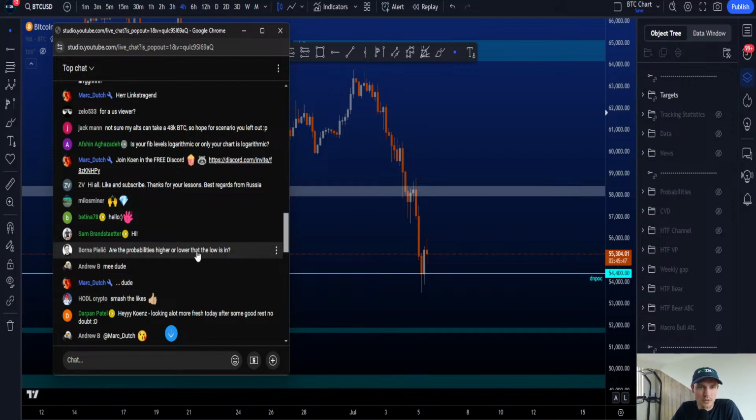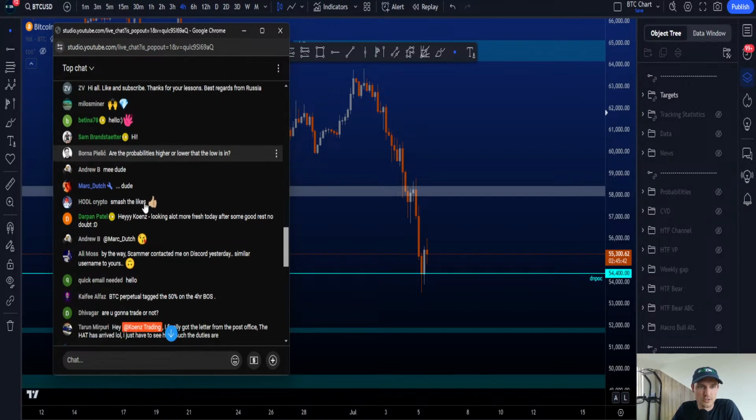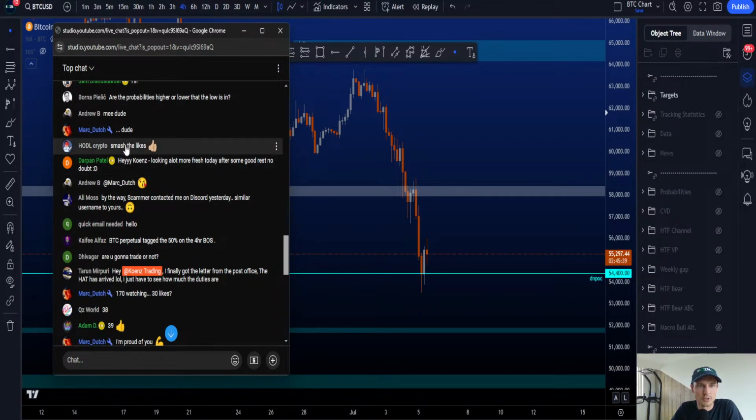Is the probability higher or lower that the low is in? I pretty much explained this or answered this question. Of course, if there's still a similar question, make sure to ask.